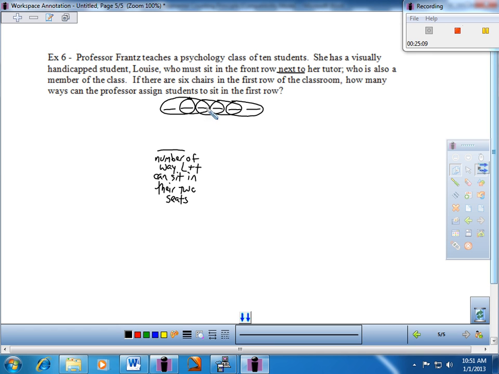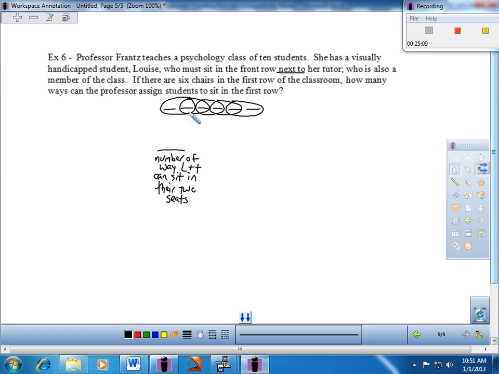Now, here's the thing. Once we know which two seats they're going to sit in, now we have to get them down into their individual seats. Say we know Louise and her tutor are going to sit in these two seats right here. Is everyone okay seeing that? Well, basically it could go Louise and her tutor or tutor and Louise. Is everyone okay with that?